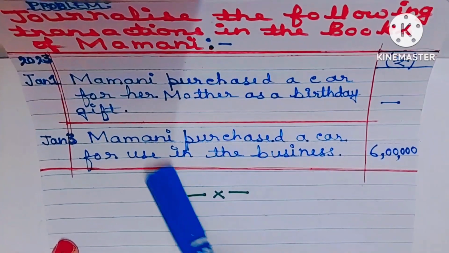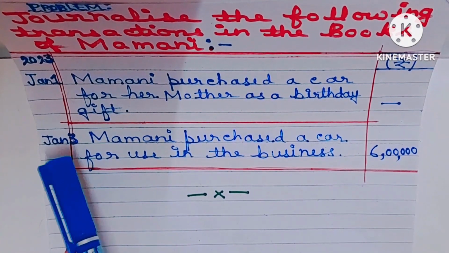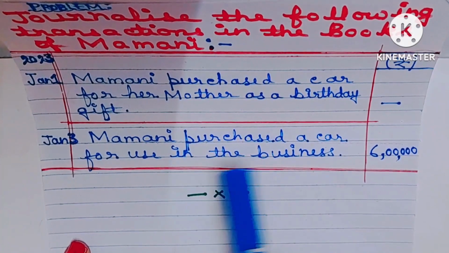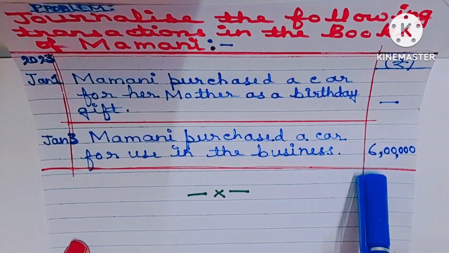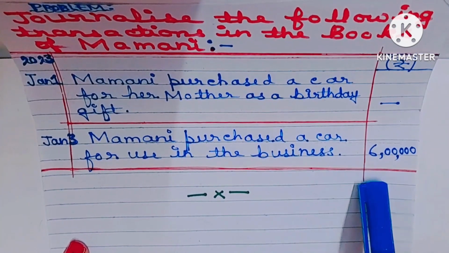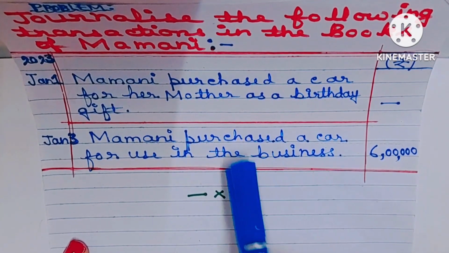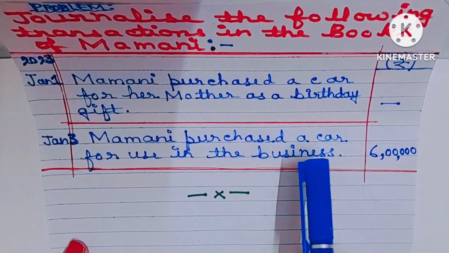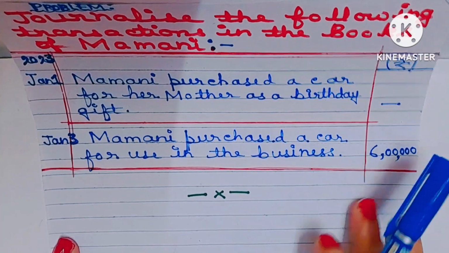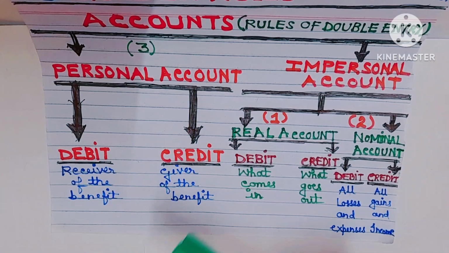The next transaction is on 3rd January 2023, Mamuni purchased a car for use in the business, 6 lakhs. See, there is money value attached. This is a transaction. Okay, and the car has been purchased for use in the business. So, this is a transaction. So, how to prepare a journal entry? Let me show you. How can we prepare journal entries?